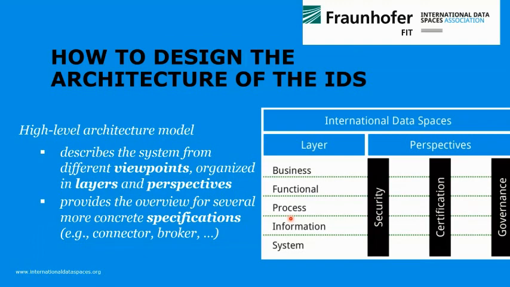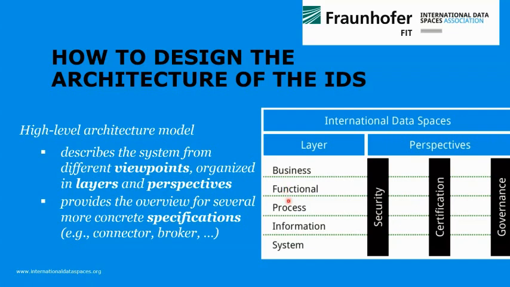And now I will go a little bit more into detail of the architecture model, which we have defined in recent years. The current version of the IDS architecture is the second version, which we published earlier this year in April. The architecture describes the system from different viewpoints, and these viewpoints are organized in layers and in perspectives. So we have a business layer, which I will also briefly show in the next slide. We have a functional layer focusing on the functional aspects, functional requirements, which should be offered by the IDS components. We have the process layer, which is the topic today.